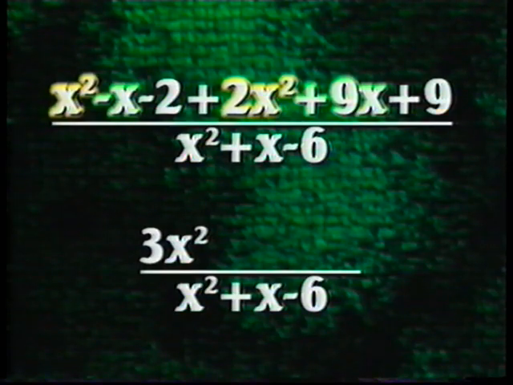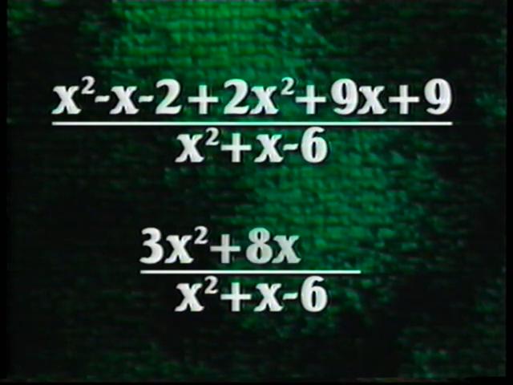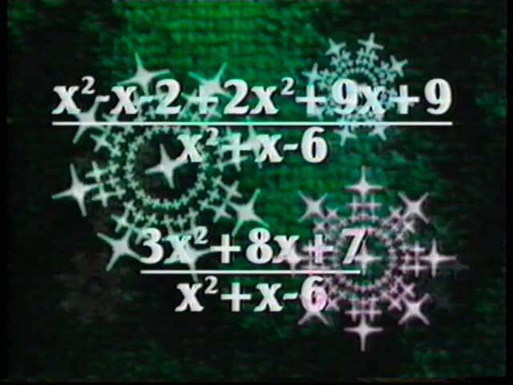Finally, we can combine the like terms on top, leaving us with 3x squared plus 8x plus 7 over x squared plus x minus 6. And that's your answer.